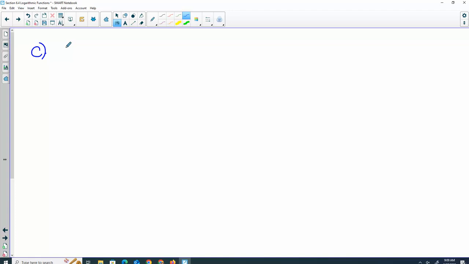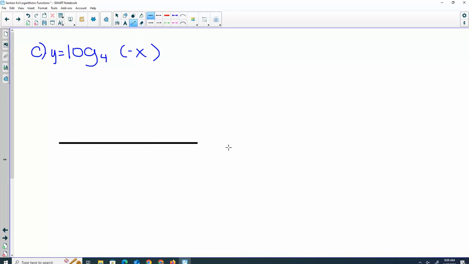What if I said y equals log base 4 of negative x? So log base 4, that's the same parent function we just graphed, right? So our points, we had (1/4, -1), (1, 0), and (4, 1) from the previous example.